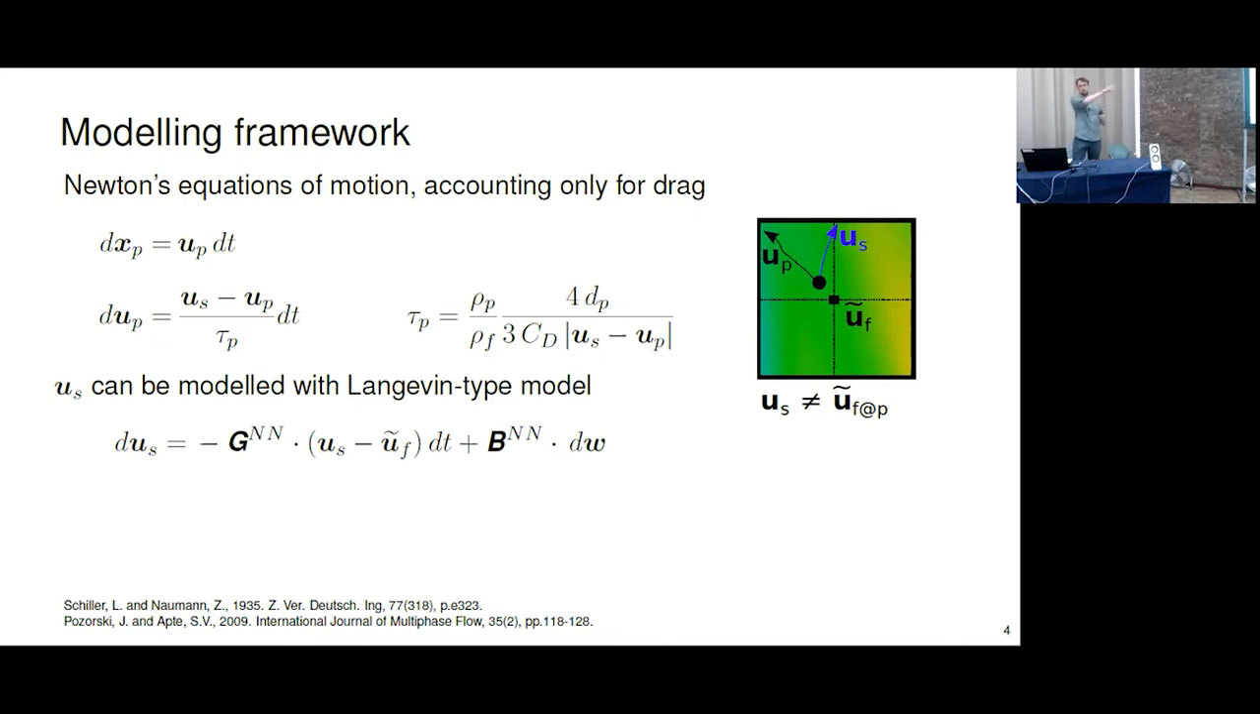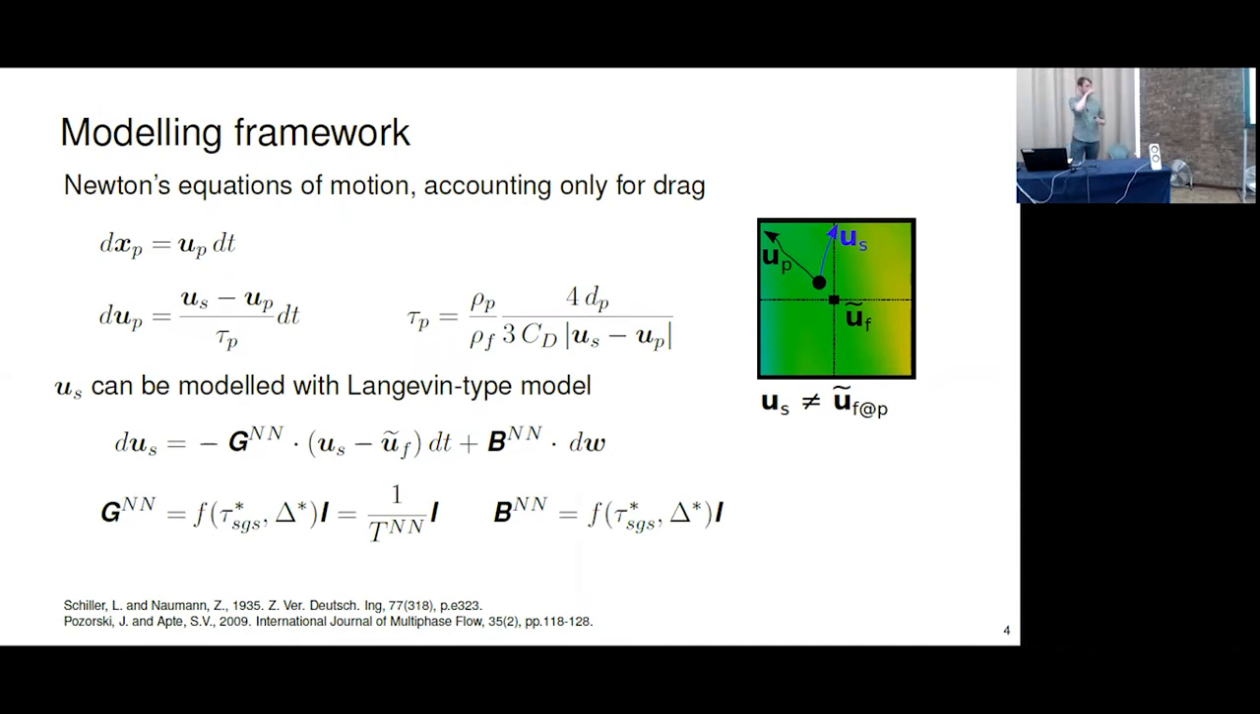And so this is where our Langevin model from the start comes into play, where the evolution of US is based on the drift term, which is this parameter G, multiplied by the difference between US and UF. So when the flow is laminar, this term dominates. And then we have the diffusion term, again, multiplied by the random vector.